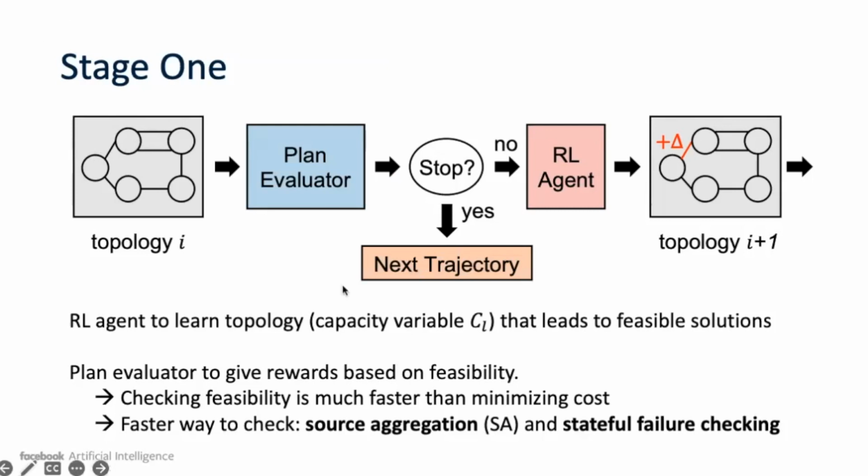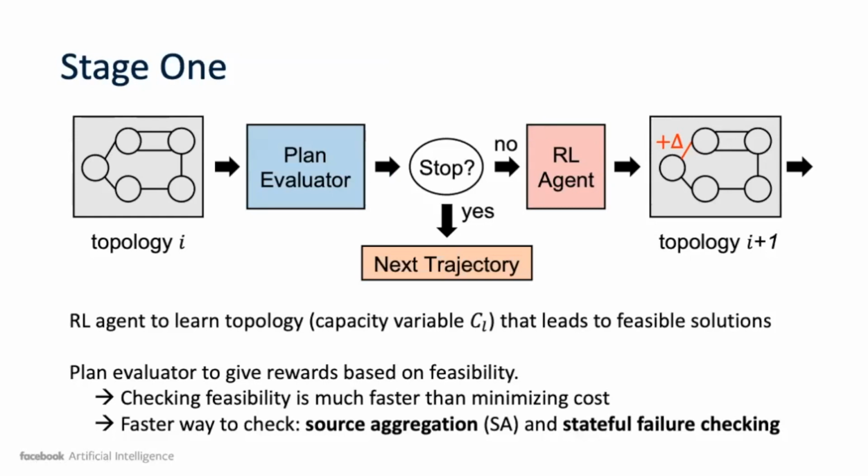And the reason why we think this is more reasonable than just solving the entire problem in one shot is that it's much easier to check the feasibility of a problem than to find the optimal solution in one shot. Because the feasibility check can be accelerated in a lot of different ways.